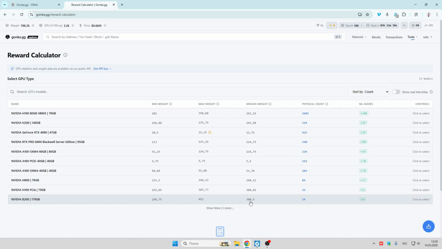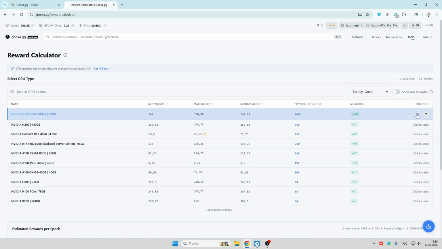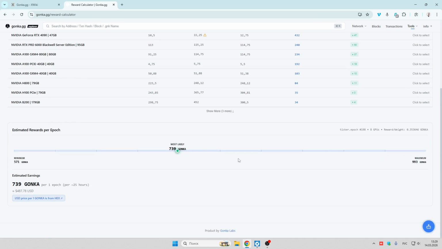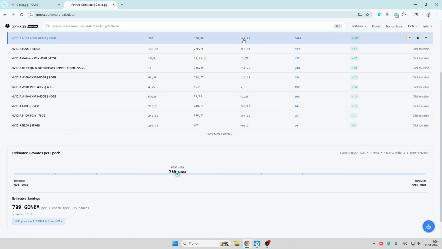Here's how it's done. Let's take the H100, the most popular one, for example. Let's take the best server, the most popular one. It's 8 H100s. Yes, this one, 8. And now for the previous epoch, we would have received 739 GNK because the calculation is very simple. So 261.19 is the weight of one model, one card, multiplied by the number of cards, which is 8, and then multiplied again by this coefficient, reward per weight, which is the reward per unit of weight.